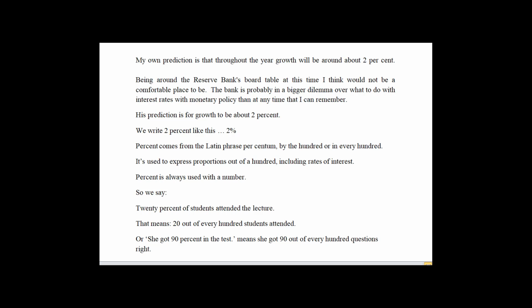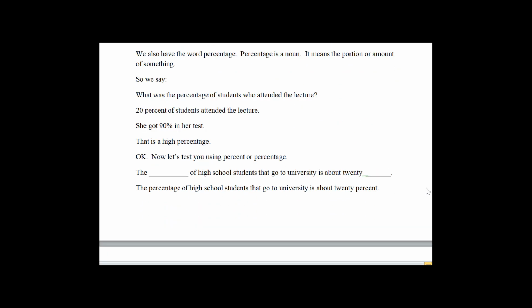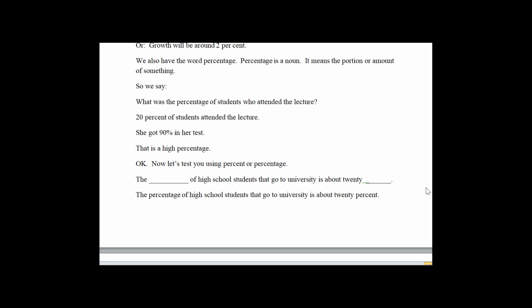So we say 20% of students attended the lecture. That means 20 out of every 100 students attended. Or she got 90% in the test means she got 90 out of every 100 questions right. Or growth will be around 2%.